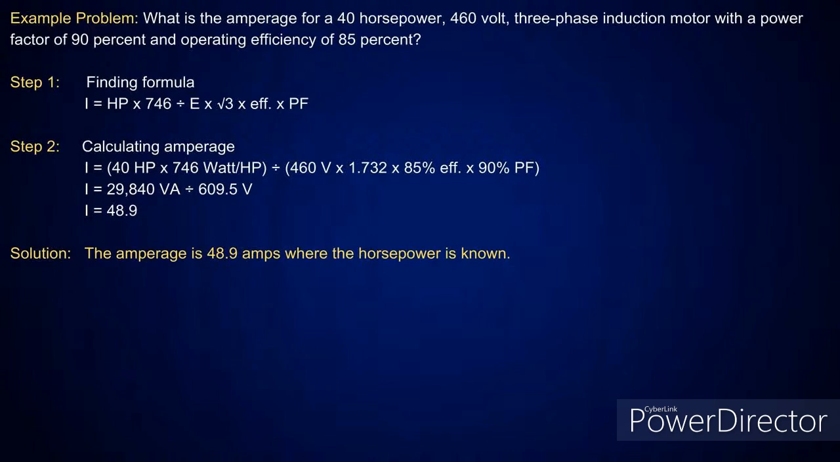and that's going to give you 609.5 volts. And then you take the 40 horsepower times 746 watts, and that's going to give you 29,840 VA. And then you just take the voltage, divide it into the VA, and it's going to tell you the amps are 48.9 amps when the horsepower is known. And the horsepower will include what? That power factor and operating efficiency.